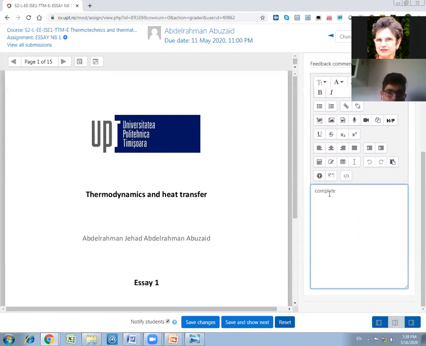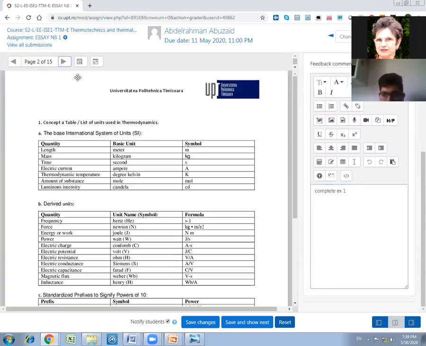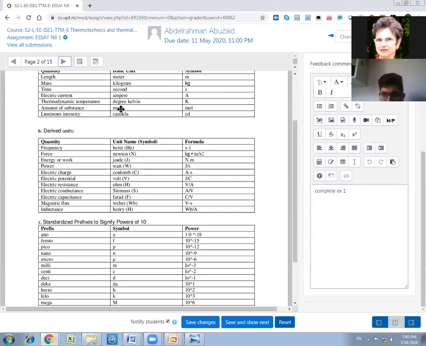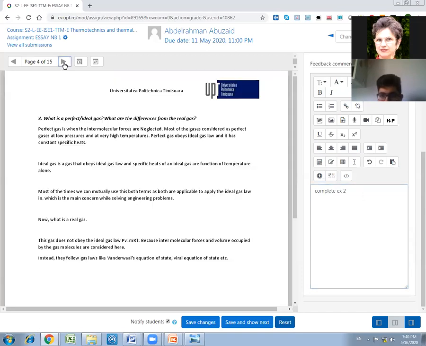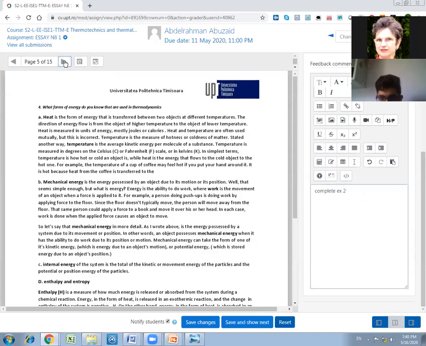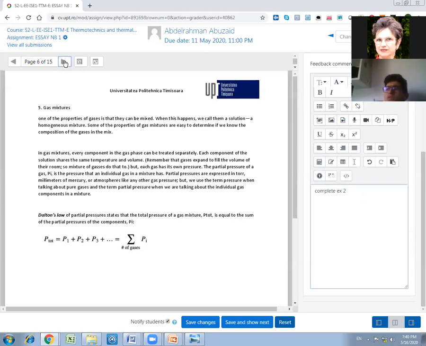complete exercise 1. Let's see it. Exercise, no, not 1. 1 is okay. Here, 2. Vacuum barometric pressure. Complete exercise 2. Now I showed you how you must make this sketch and these formulas that I gave you today. Okay. Yes. Here perhaps a little bit more, but it's quite okay. Here it's okay. I don't think so.